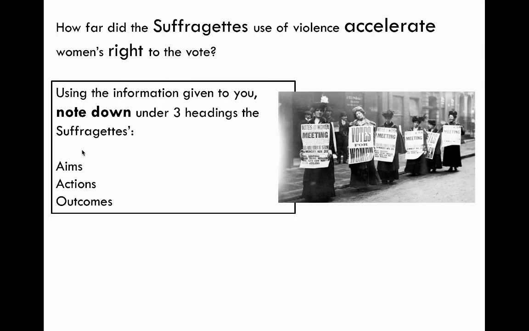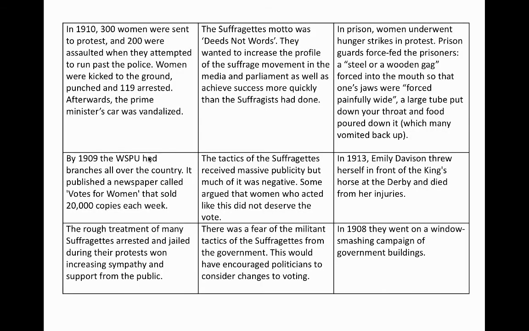I want you to write down on the worksheet or in your book, if you're using that, any notes on these 3 ideas: the aims of the suffragettes, the actions of the suffragettes, and the outcomes, so the impact of the suffragettes. Let's take an example and pick this first top left one. It says in 1910, 300 women were sent to protest, and 200 were assaulted when they attempted to run past the police. Women were kicked to the ground, punched, and 119 arrested. Afterwards, the Prime Minister's car was vandalised. So if we take aims, it doesn't necessarily say anything about their aims. So we could leave that one for now.